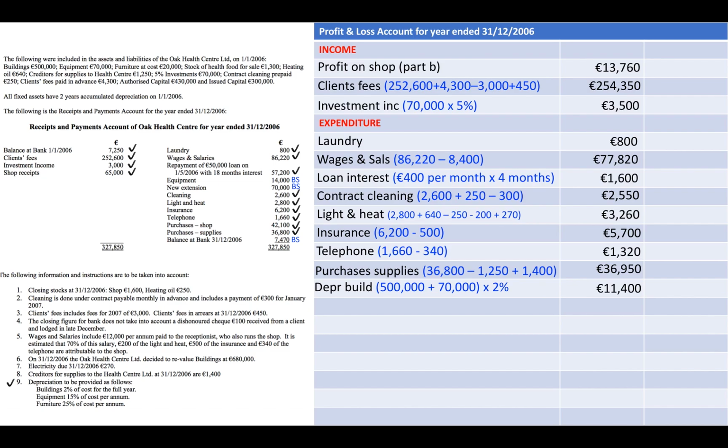So next, the only thing that we have left to do is note 9, which is all about depreciation. So we have to be careful to include the new amounts that were purchased. So the €500, okay, €500 at the start of the year, the buildings, but then they purchased new extension, €70. So €570,000 by 2% is €11,400. Then we have depreciation of equipment. So we have then €70,000, and then we have equipment €14,000.